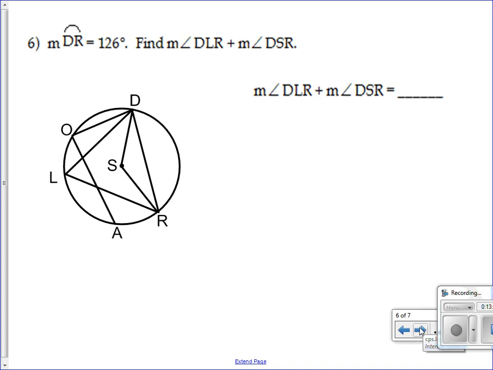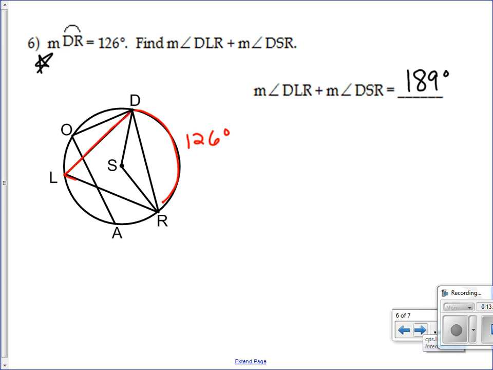Okay, number 6. So the answer to adding the measure of angle DLR plus angle DSR is going to be 189. So let's go over this. This was also a very common missed quiz question from last week. So we are given that arc DR is 126. We're trying to find some angles added together. So let's find the first angle, DLR. So I'm just going to trace that.